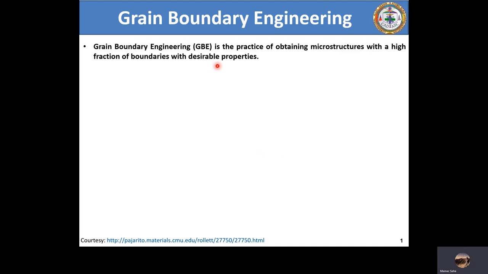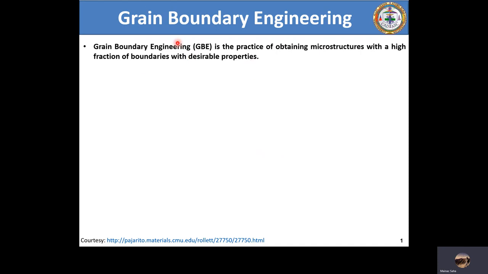So today, let us discuss why we have learned all these things. There has to be some engineering significance of all these concepts, which merge into one thing, that is grain boundary engineering. First of all, let us learn what this terminology actually means. It's the practice of obtaining microstructures with a high fraction of boundaries with desirable properties.